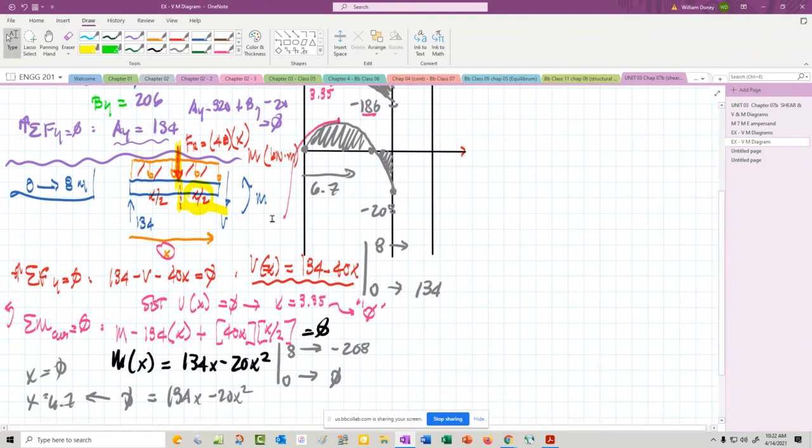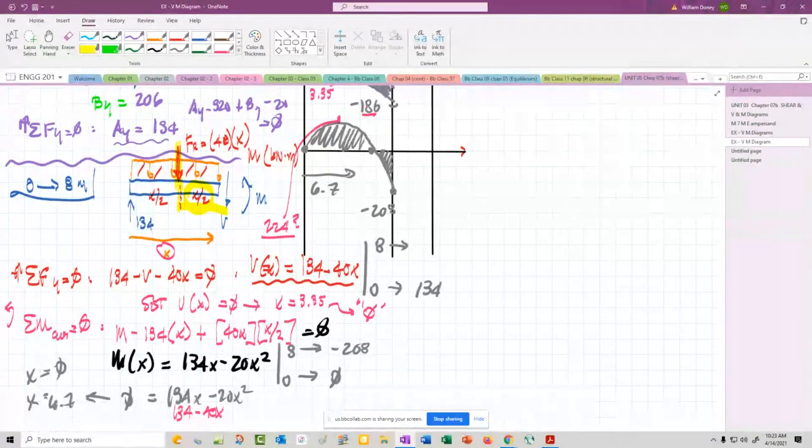And this max point up here will be about 224. Sort of doing that in my head. Right, derivative of that is going to be 134 minus 40x. And we put in 6.67. 40 times 6.7 minus 134. All right, so what's happening in the left side?